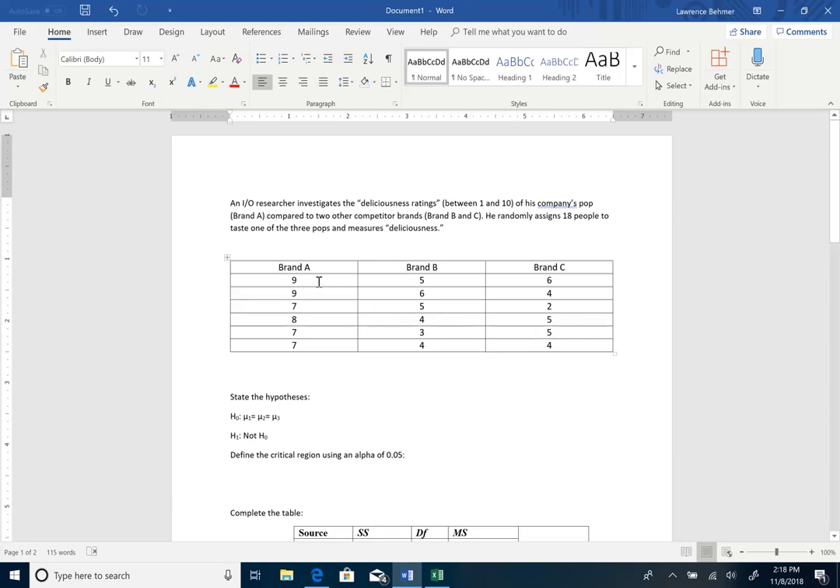And so, in this case, the first person to taste brand A gave it a rating of 9 out of 10. Same with the second person. Looks like the third person gave it a 7 out of 10 and so forth, right? Okay, so that's the data. First thing we want to do is state our hypotheses.